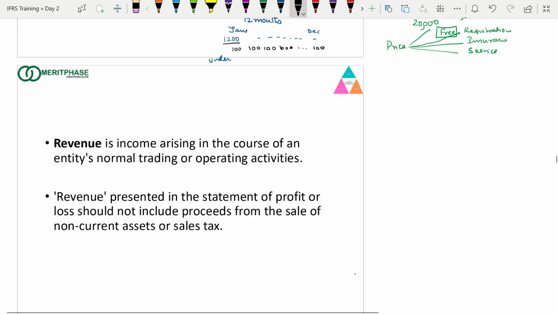We all know, revenue is the income in the course of normal trading operating activities. But even if it is there, IFRS is making it very clear. Revenue presented in the statement should not include proceeds from the sale of non-current assets, or even sales tax.